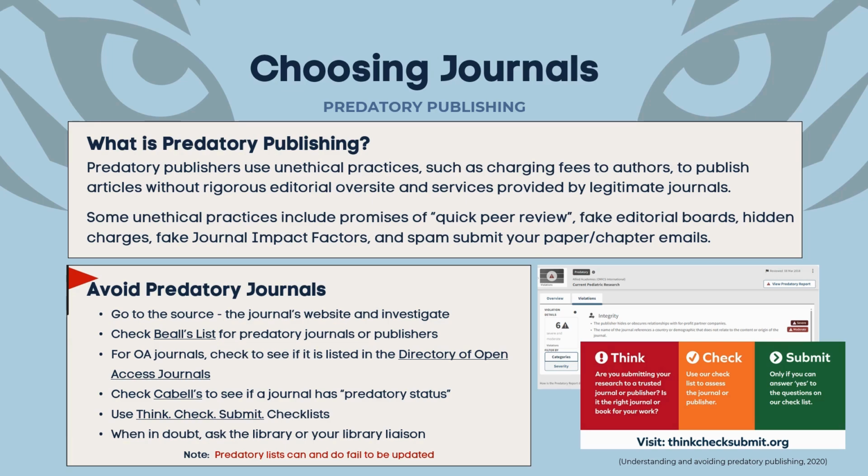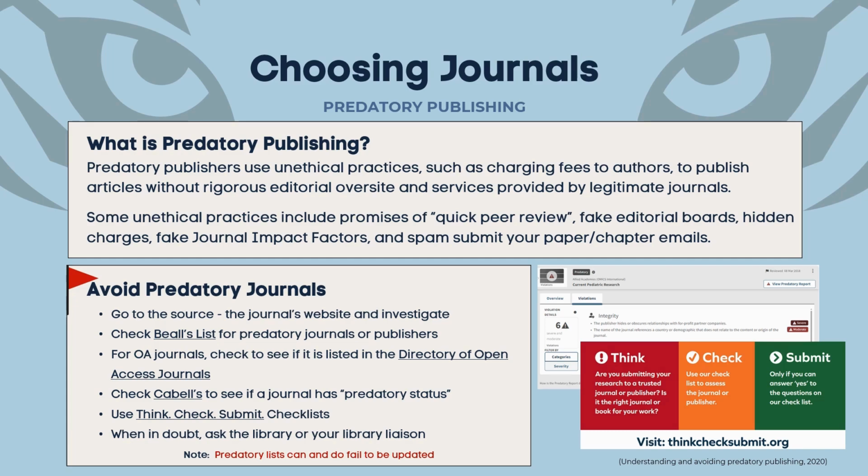Check Bell's List for predatory journals and publishers. Bell's List may be a good choice, although there is some question as to how often, if any, it is updated. If you're looking to publish in an open access journal, you can check the Directory of Open Access Journals to see if it is listed, as journals listed there are transparent and follow scholarly best practices. The library has access to a database called Cabells that will identify if a journal has a predatory status and why, as seen in this screenshot here.